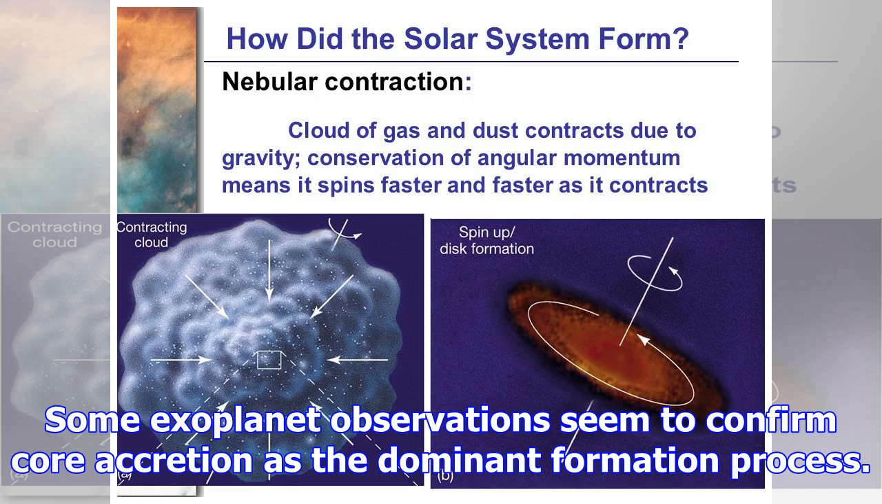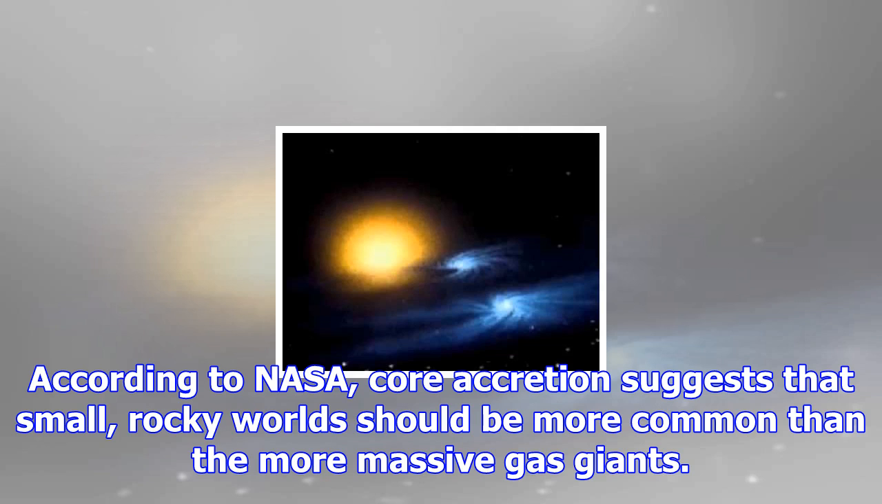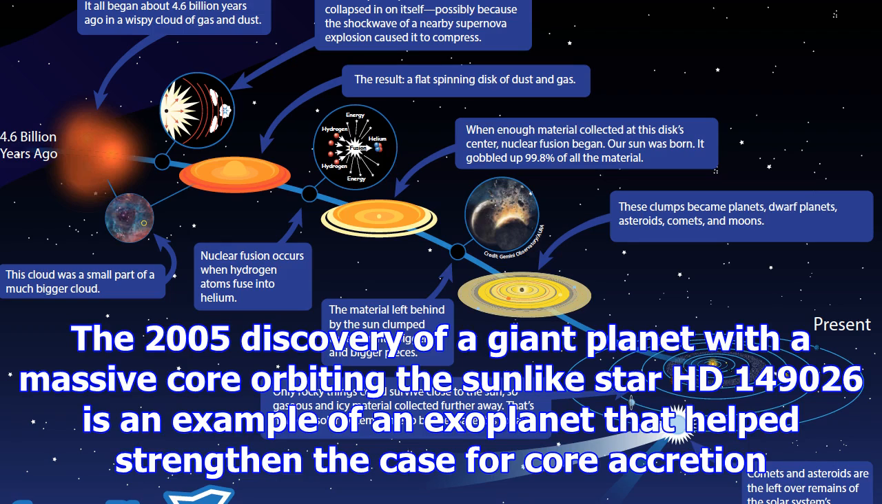Some exoplanet observations seem to confirm core accretion as the dominant formation process. Stars with more metals, a term astronomers use for elements other than hydrogen and helium, in their cores have more giant planets than their metal-poor cousins. According to NASA, core accretion suggests that small, rocky worlds should be more common than the more massive gas giants.